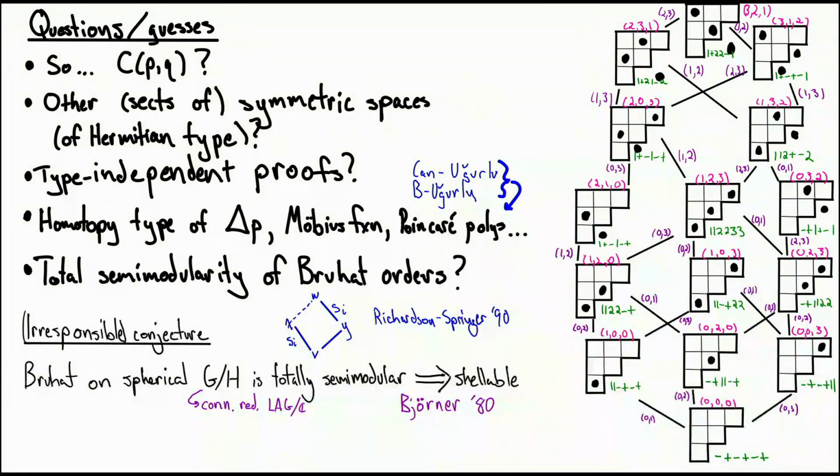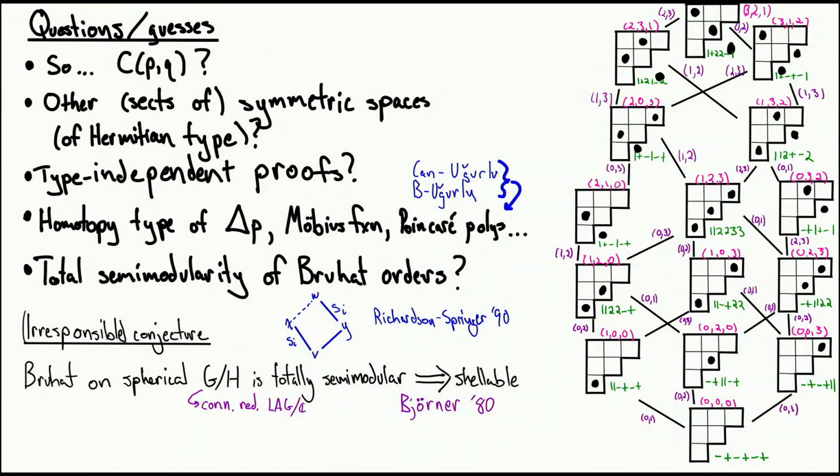And so I'll leave you with an irresponsible conjecture, because I don't feel like it's really my place to make it, but it feels like it should be true, and I'm putting it out there so that somebody can disabuse me of the notion that this is reasonable. But I don't know any reason why Bruhat order on spherical homogeneous spaces shouldn't be shellable in general.